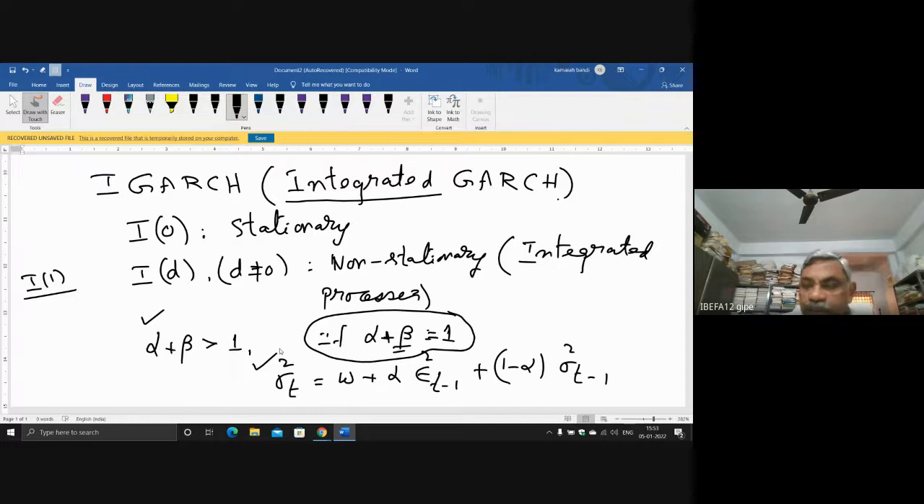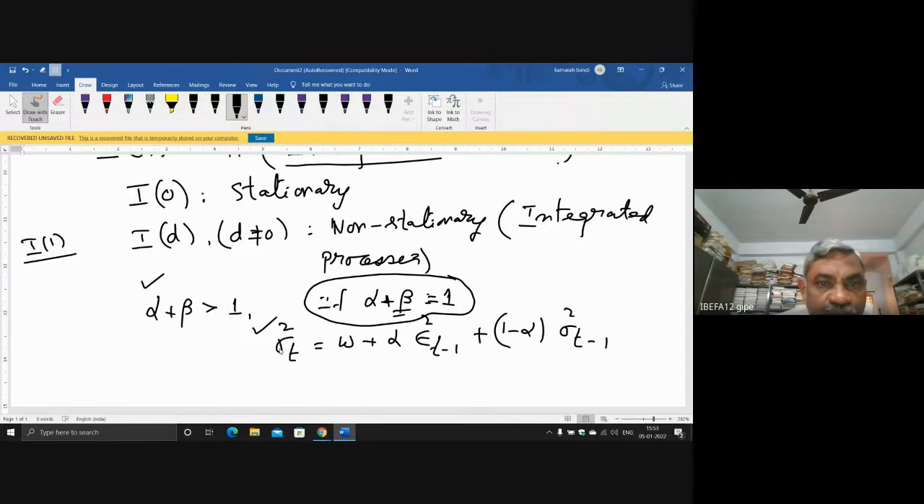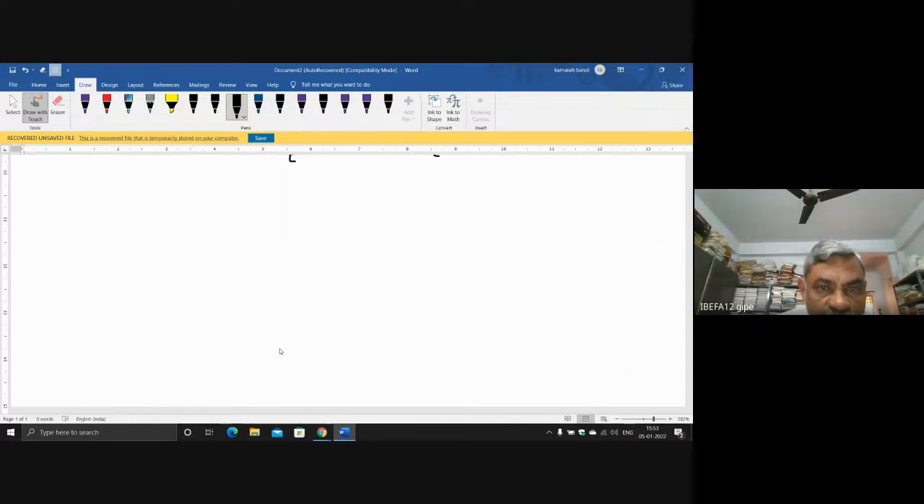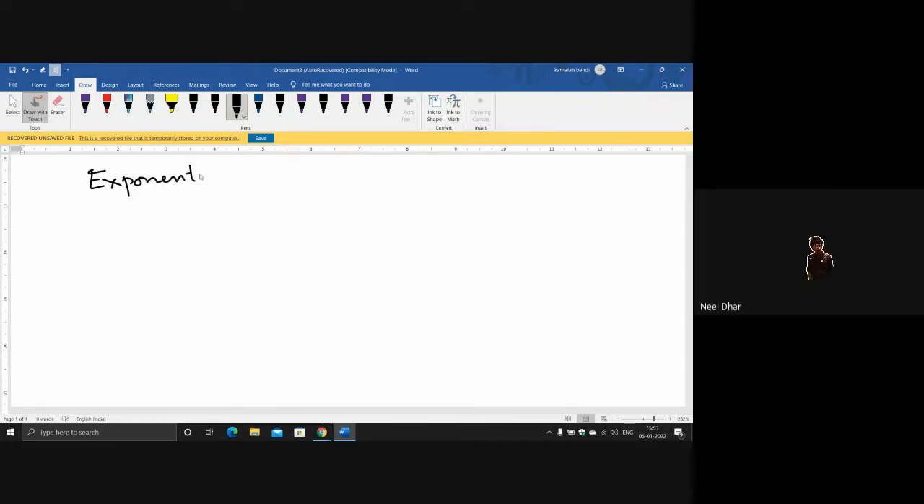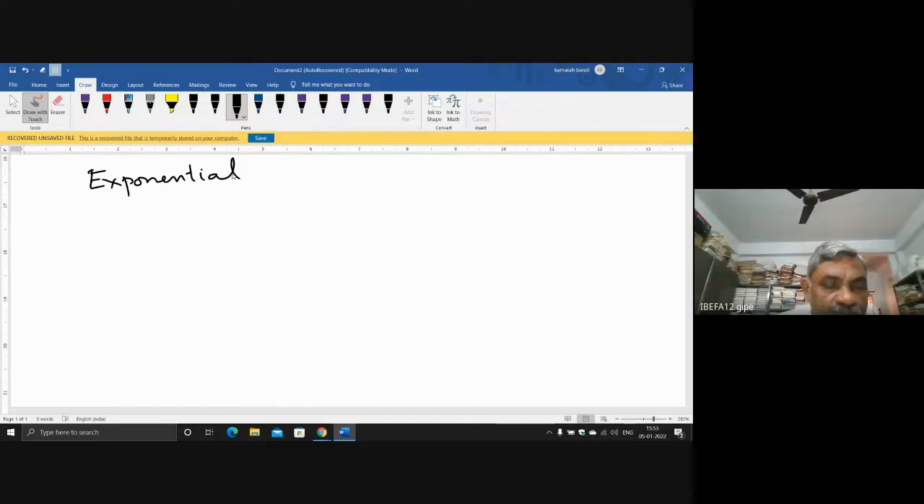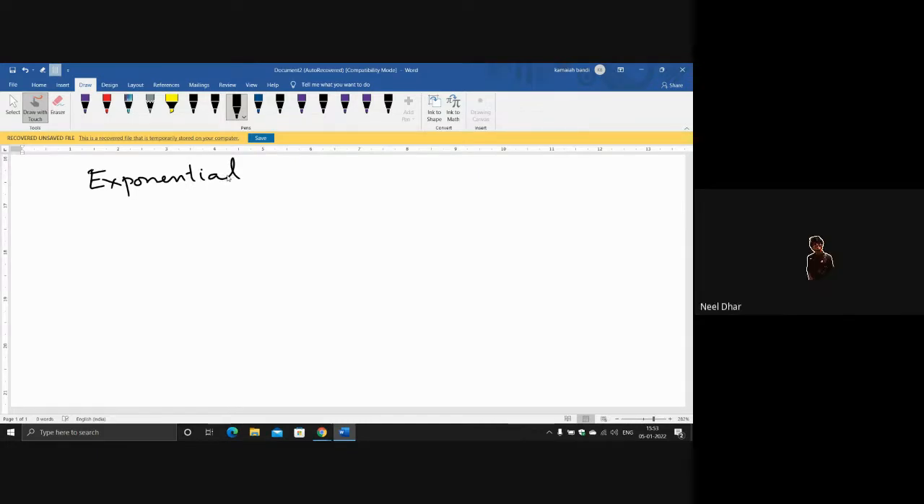So the next class of models, the next variant, I must say, is E-GARCH, meaning exponential GARCH. So you're showing us the different GARCH models. Yes, yes. And could you also give us a use case for these?